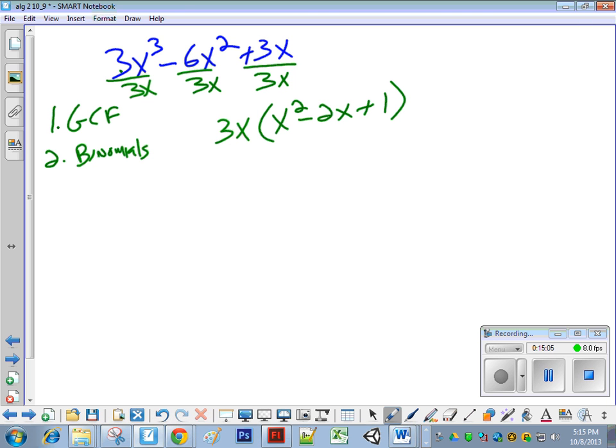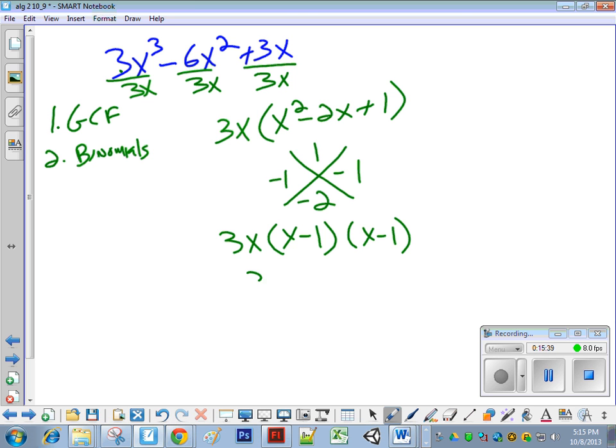Now that I have a trinomial, I want to see if I can get this factored. So I'm going to try this in my diamond. So 1 times 1 is 1 to negative 2. I believe I can multiply to 1 to get to negative 2. 1 times 1 will give me 1, and 1 plus 1 is 2, but I have to make both of these negative. So now what I have here is x minus 1 times x minus 1, and I'll put the 3x back here, and the final answer would look like this. Because both of these are the same, we should call it x minus 1 quantity squared.